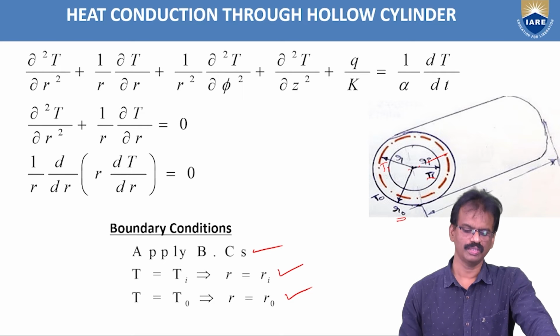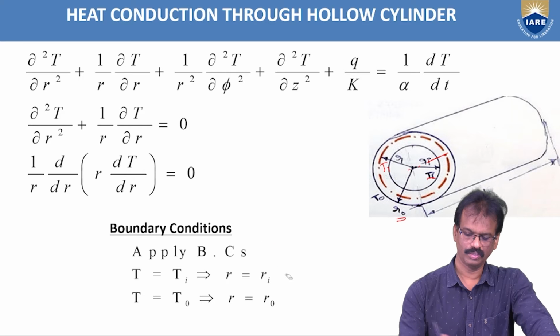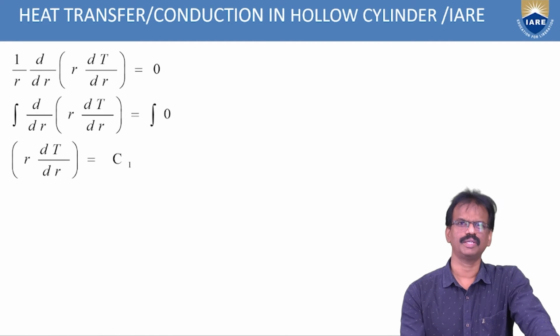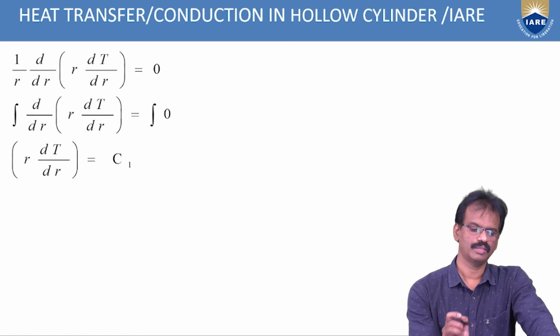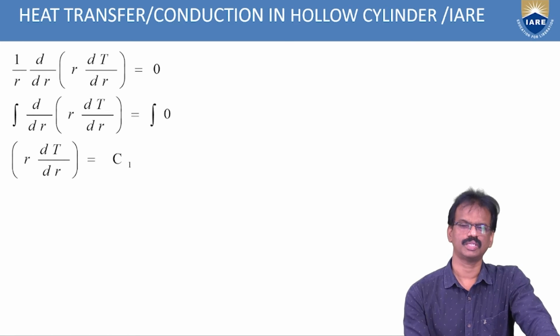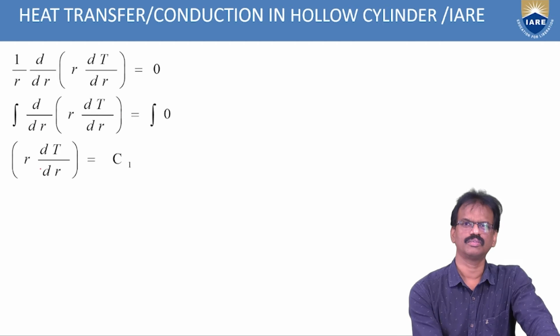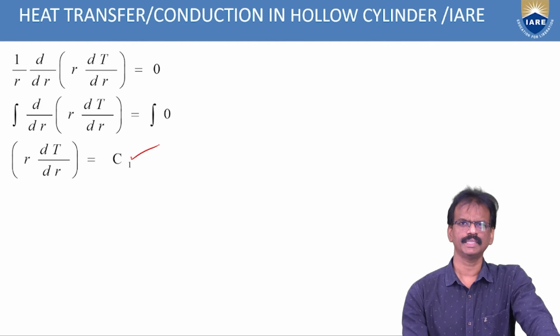By using the boundary conditions, we find the temperature T. For this, I am taking 1 by r d by dr into r dT by dr is equal to 0. Integrate both sides. If you integrate, the derivative will be cancelled. Then we get r dT by dr is equal to the integral of 0, the constant we will take as C1.